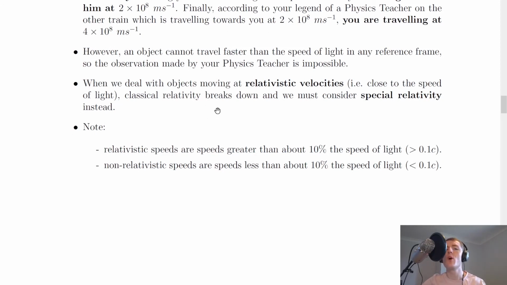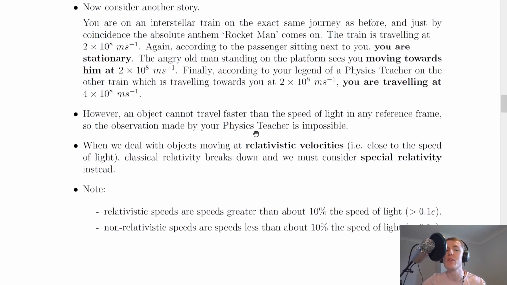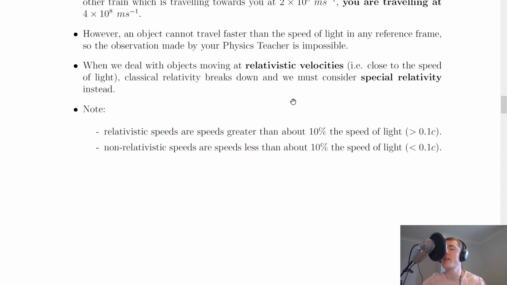Well, when we deal with objects moving at relativistic velocities, i.e. close to the speed of light, classical relativity breaks down and we must consider special relativity instead. So this speed of 2 times 10 to the 8 meters per second is considered a relativistic velocity. So basically when objects are moving at everyday speeds, like cars moving at 70 miles per hour on a motorway, or balls being thrown at say 5 to 10 meters per second, then those fall under classical relativity.